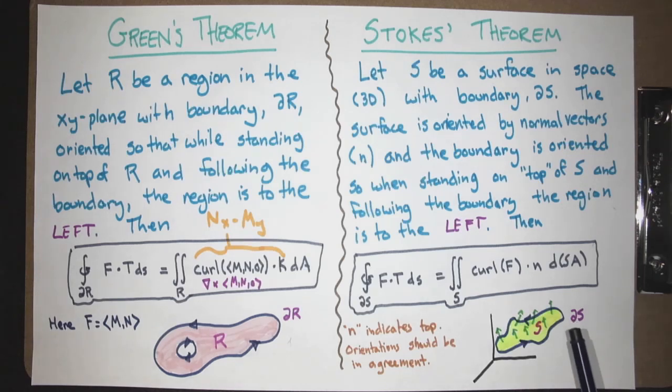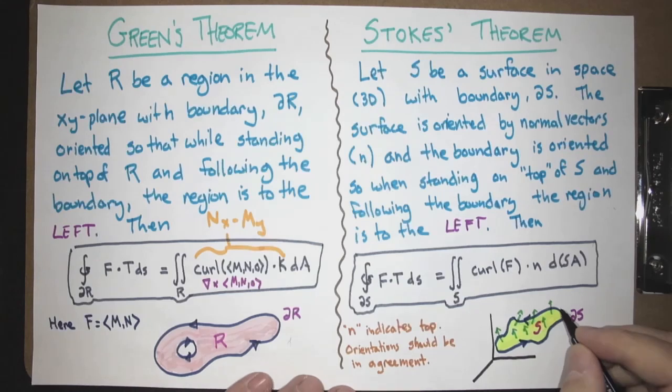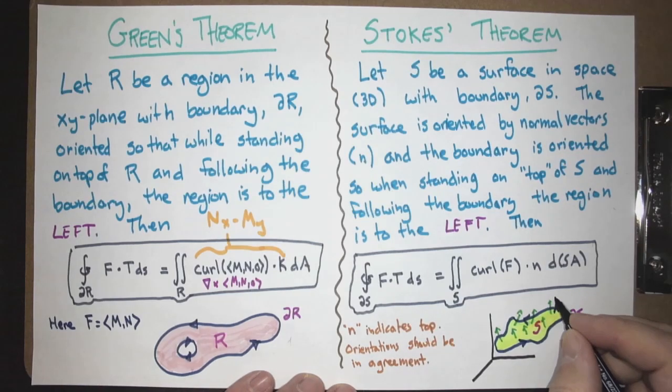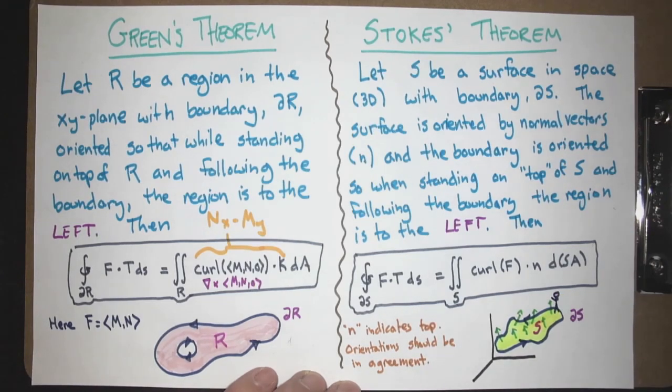But essentially you can think about it, there's a top side and a bottom side. The normal vectors are which side is the top side. They come from the top side. The boundary, that's oriented in the same way. Namely, stand on the top of the surface. So imagine that you're a little person standing here on this surface. So I'm using these green arrows to indicate that this is the top of our surface.